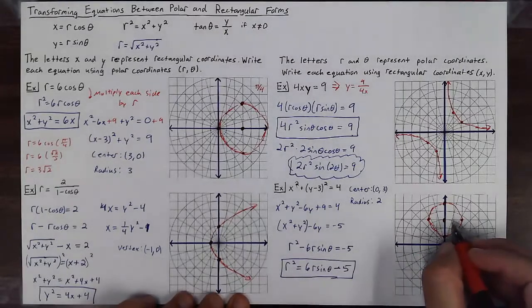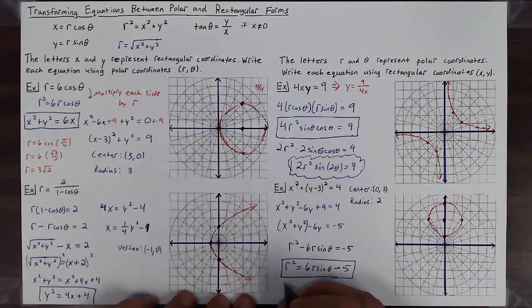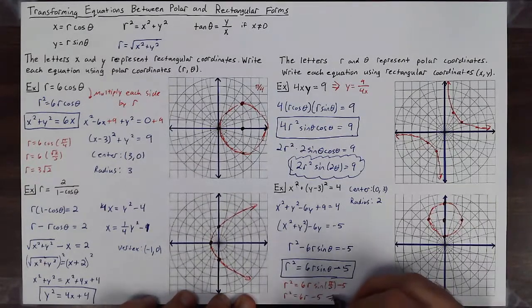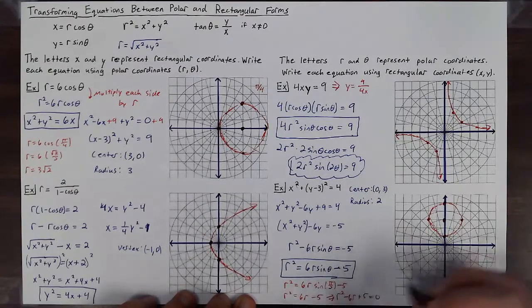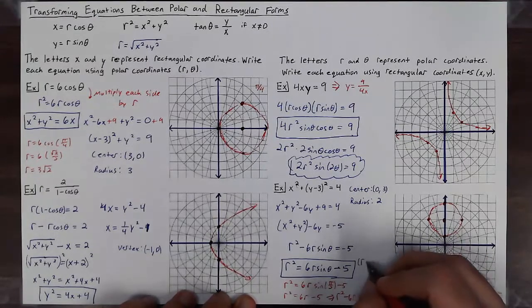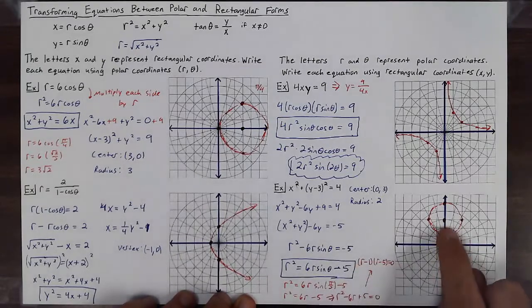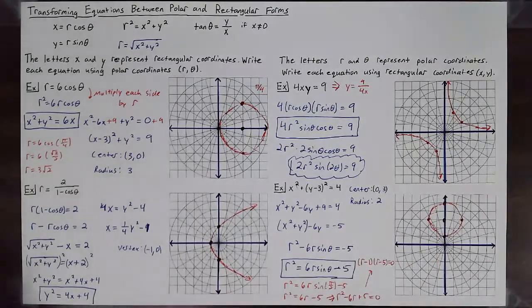So if I were to plug in pi over 2, which is this upward angle, I would get r squared is equal to 6r times sine of pi over 2, which is 1. So I just get r squared is equal to 6r minus 5. I can move everything to one side of the equation, giving me r squared minus 6r plus 5, which if I factor, I get (r minus 1)(r minus 5). That's a radius of 1 and a radius of 5. So that does work. And that is how you transform equations between polar and rectangular forms.